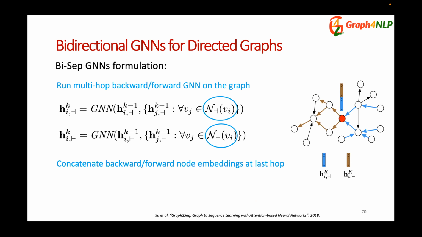We can stack many such GNN layers. At the last hop of the GNN, we can concatenate the final backward node embeddings and the final forward node embeddings to get our final node embeddings, which captures the edges from two directions.